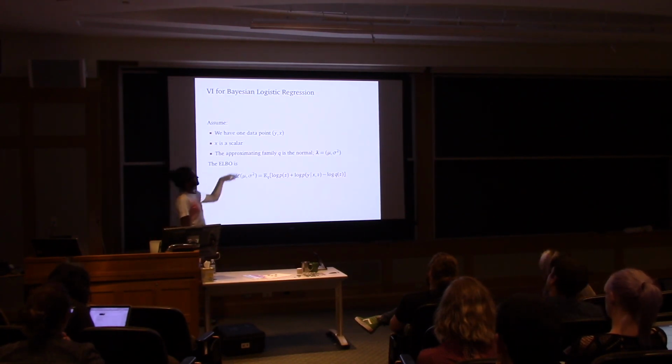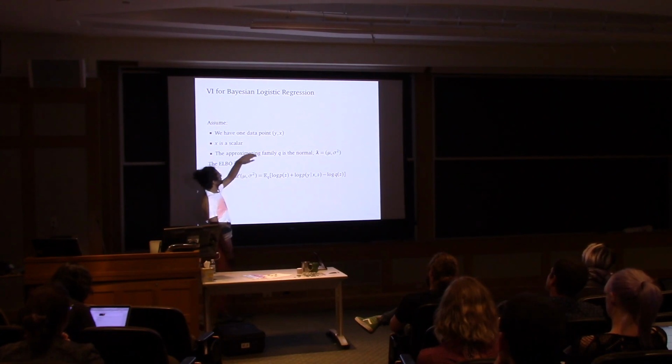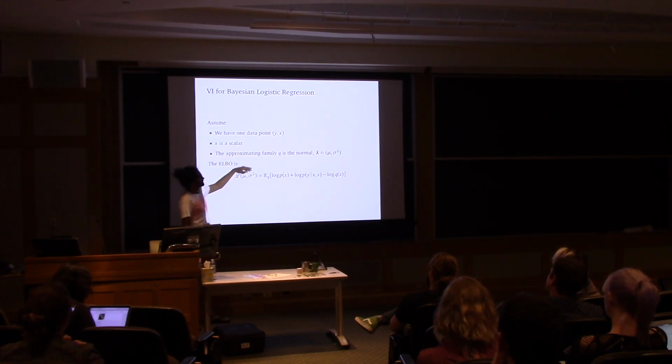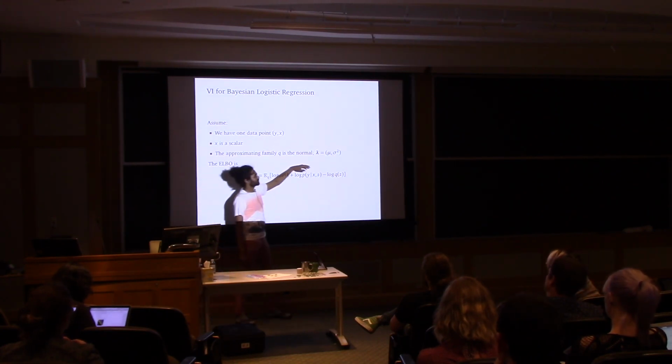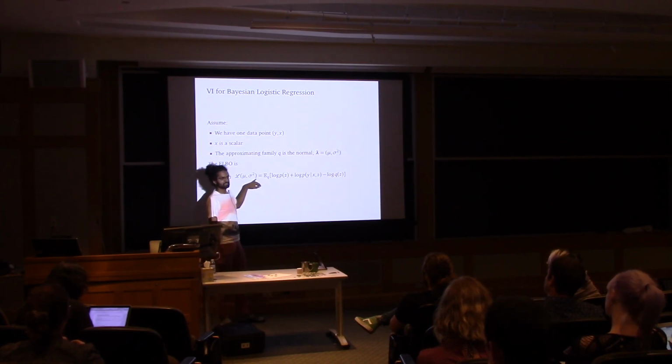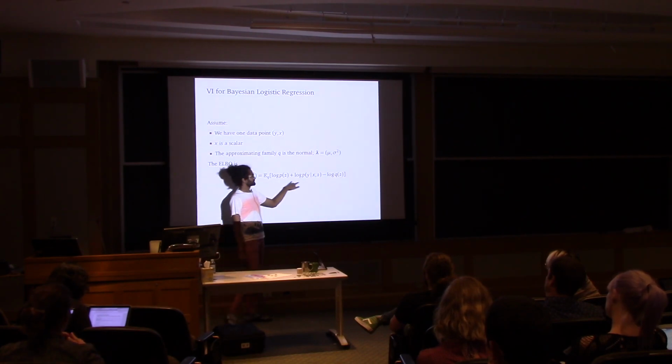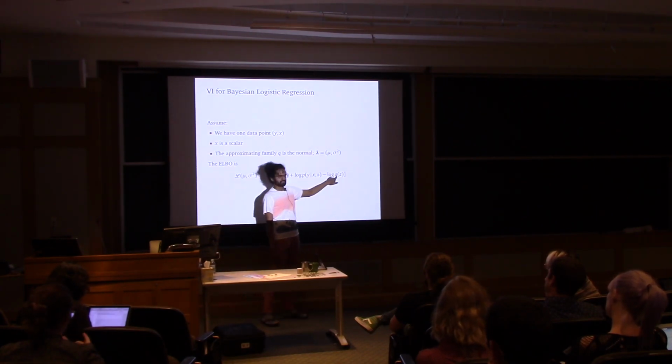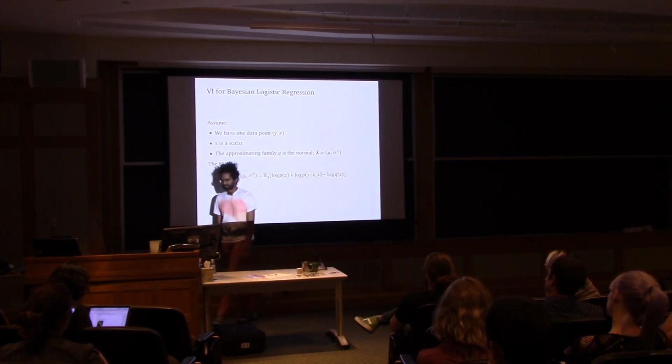And we can make it even simpler. We're going to assume we only have one data point. X is a scalar. And we'll choose a nice approximating family where we know lots of facts. Like the normal distribution, we know lots of facts about it. And in this case, the evidence lower bound, just following those steps, is a function of the mean and the variance of the approximation, is the prior term plus the likelihood term minus the entropy term, or plus the entropy term.